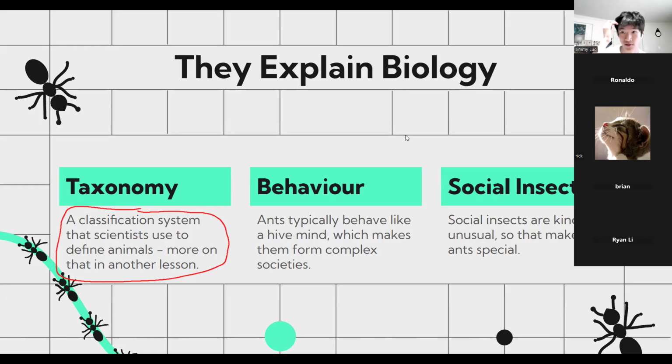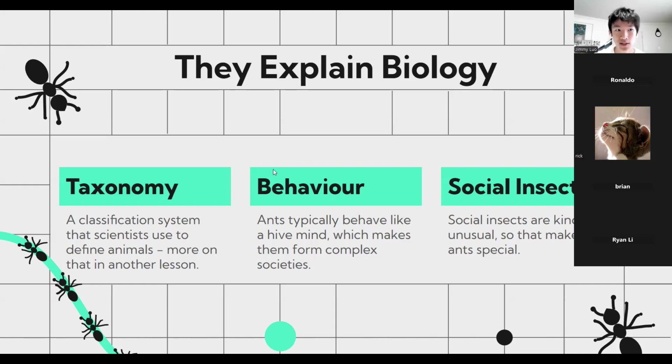We have groups like mammals, like us humans. Humans are a group of animals. Ants are a group of animals. Bears, like just any type of animal, any type of living thing has their own taxonomy system. But we'll talk more about that, so don't worry about that right now.